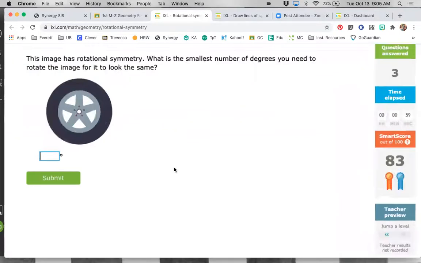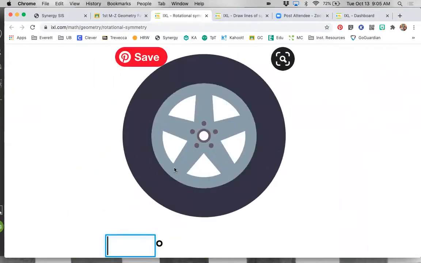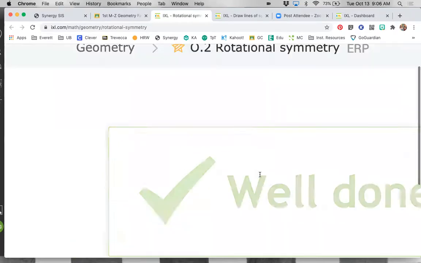Like, this is it. So on your tire, the details matter. The details matter. So how many different matching sections do we have here? 5. So you can count the white parts, 1, 2, 3, 4, 5, or you can count these dots, these lug nuts around the side. That's 5. So 360 divided by 5 would be 72. We've already done that a couple times today. That's how I know that.